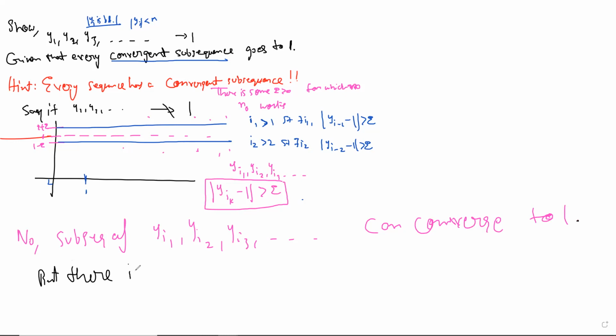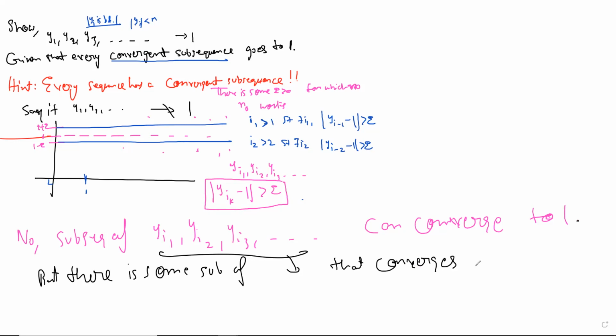Yeah, but there is some subsequence of this, right? That is given in our question, that converges to 1. That's a contradiction, right? Why? Because there will be some subsequence of it which will converge to 1. Now that's given to us, so we really cannot push it, right? There will be some subsequence of this.